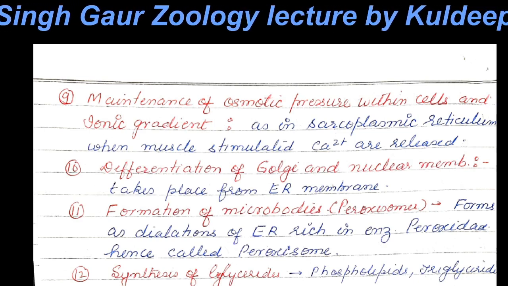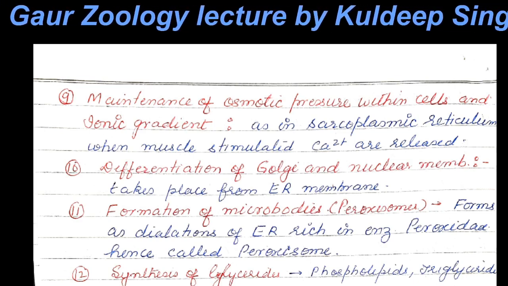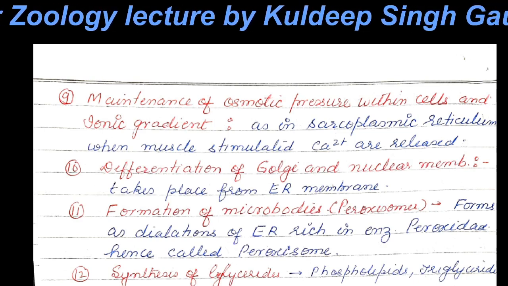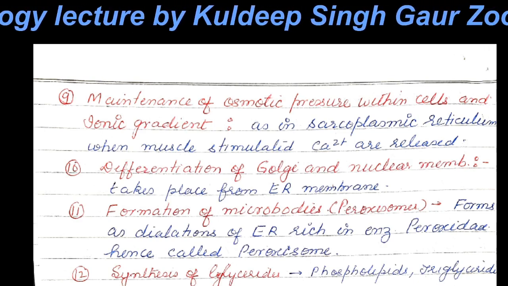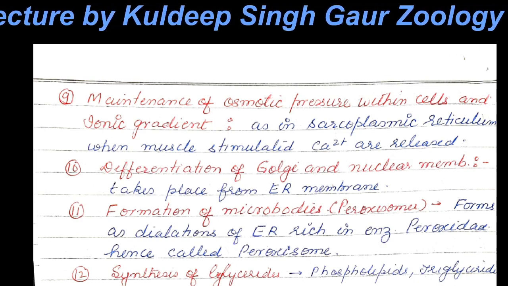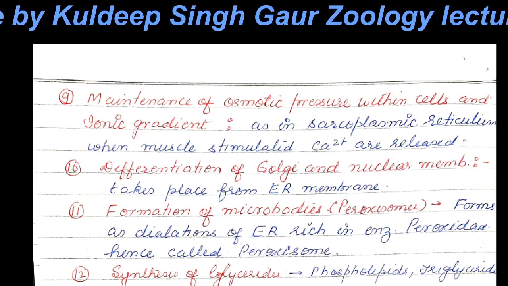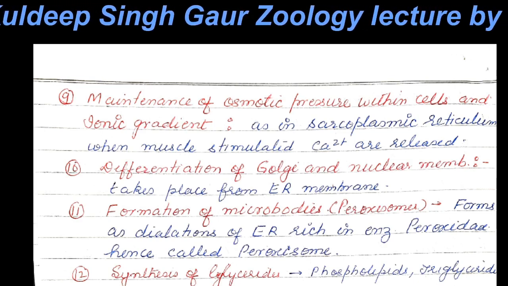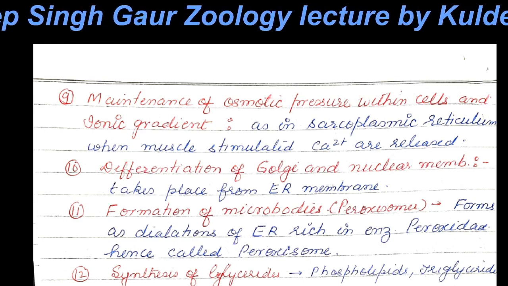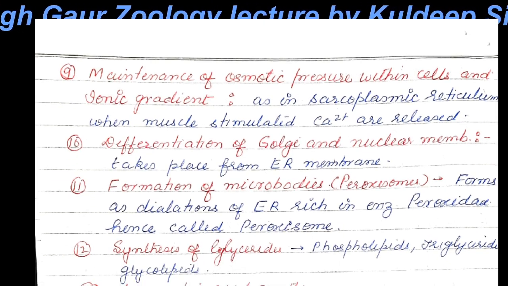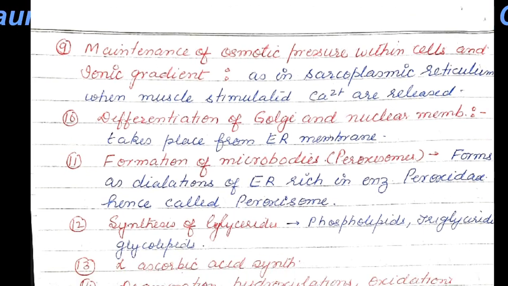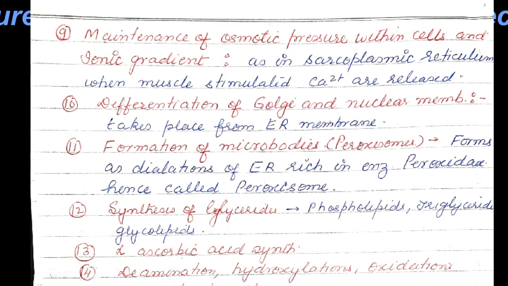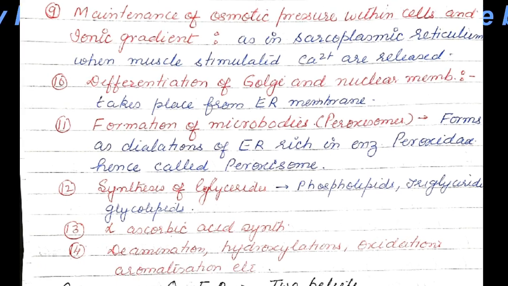Then formation of microbodies is done by endoplasmic reticulum. They are formed as dilations of an ER rich in enzyme peroxidase, hence called peroxisomes. So peroxisomes are differentiated from endoplasmic reticulum, and such vesicles are rich in peroxidase enzymes.